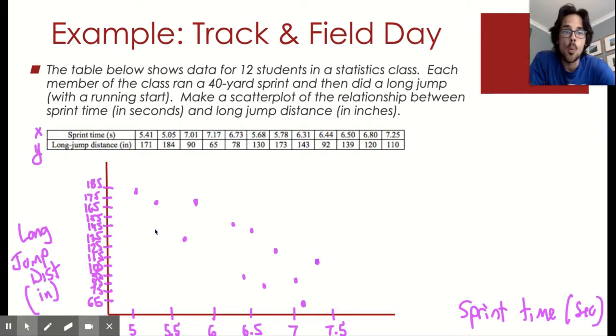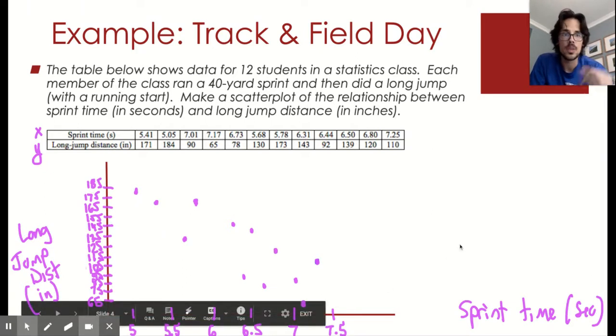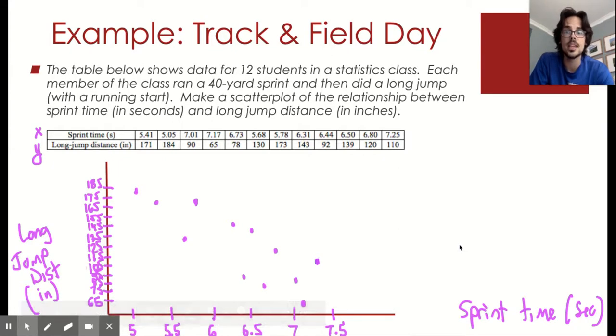So when you are in AP Stats, the problem is never going to be, oh, make a scatter plot, done. The purpose of the problem isn't just to make a graph. It's to use that graph to analyze what's going on in this situation. And if we look at this picture right here, the first thing we should ask ourselves is, does there seem to be any sort of a pattern? And the answer to this is yes.